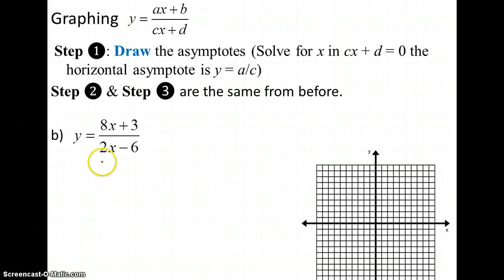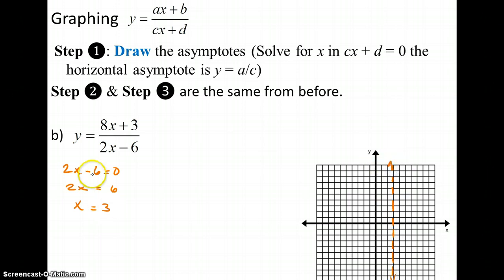So, first step, draw the asymptotes. Solve for 0. So 2x minus 6 equals 0. If you add 6 to both sides, you would get 2x equals 6. So x is equal to 3. Very good. Let's go ahead and draw that. Okay. 1, 2, 3. Make sure that you draw it in. Make sure you have all your asymptotes drawn in so your graph doesn't cross them.